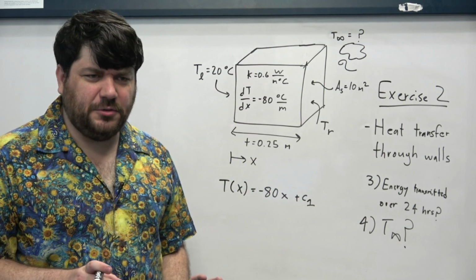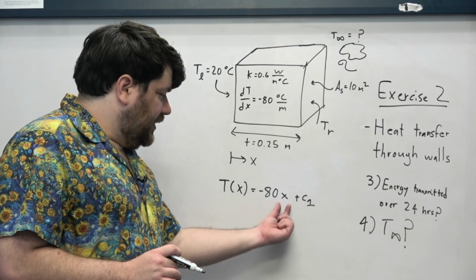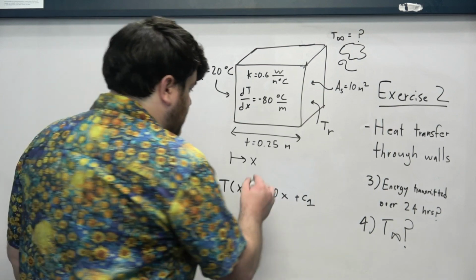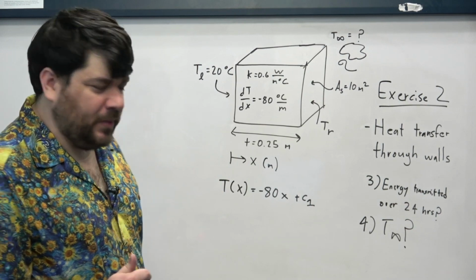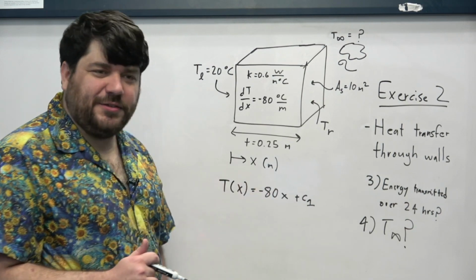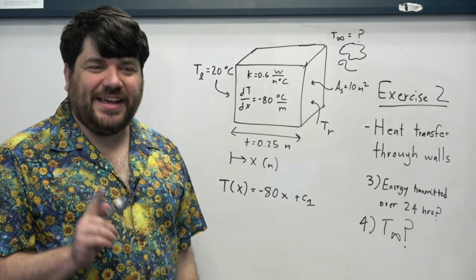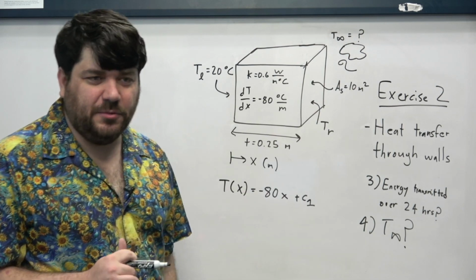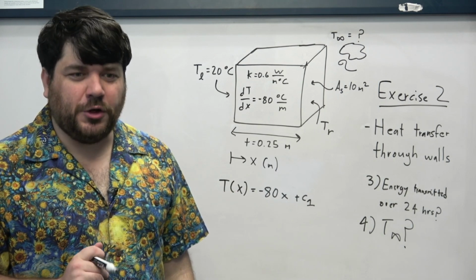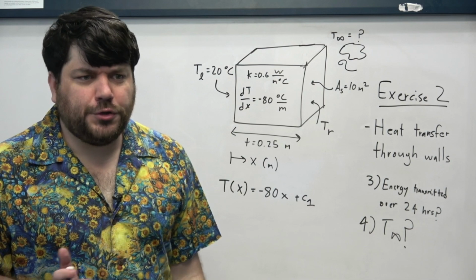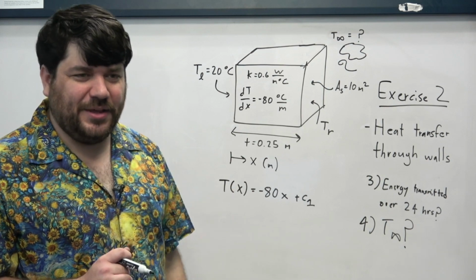Now I'm playing it fast and loose with the units. This 80 is in 80 degrees Celsius per meter, and this x is implied to be in meters, right? So we'll make sure that it's written down in meters. And so this solution to the differential equation tells us what the temperature profile inside of this wall looks like, except for the fact that we don't necessarily know what C1 is, right? There's some constant that shows up as a result of the integration process that we haven't determined yet. Can we determine it? Sure. Because we know information about what the temperature is at a specific location on the wall.